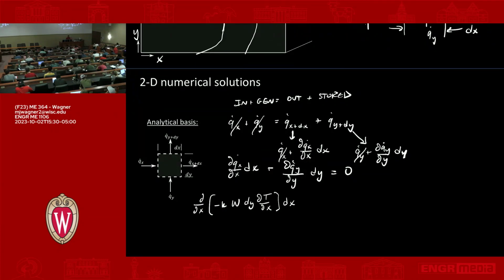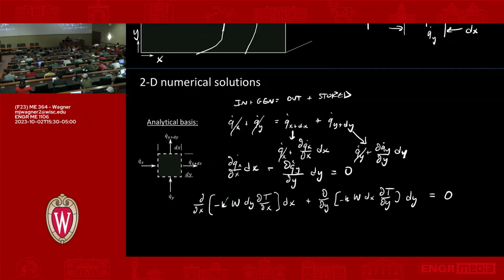Then the second term is really similar. It is partial with respect to y of minus k, W into the page. And now, again, we're looking at heat flow vertically this way. So I have W into the page, and then I have this sort of segment here, right? So this is W times dx times partial t with respect to y. Don't forget the dy out here. Equals 0.